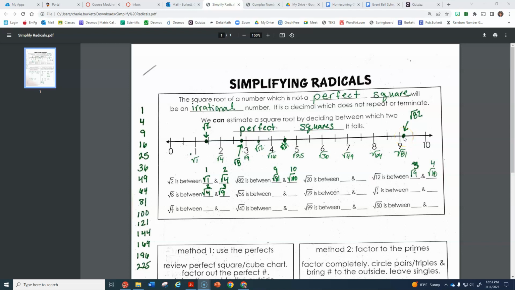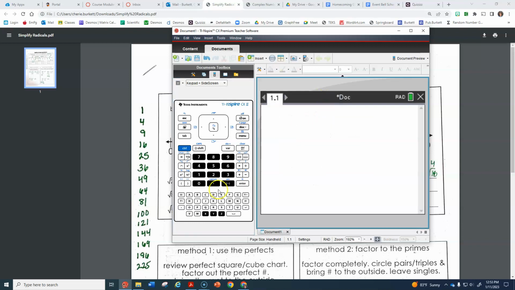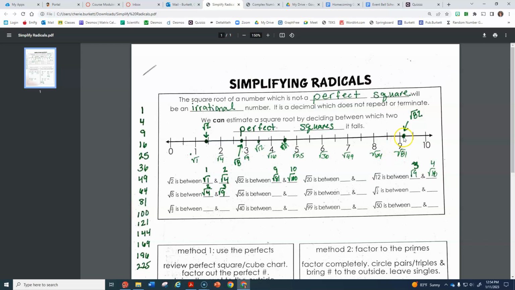That's about where. And if you go to a calculator and type that in, I think I have one open right here, and you type in the square root of 82. See, it's 9.05. So it is a number that's really close to 9. So we've placed it correctly on this number line.